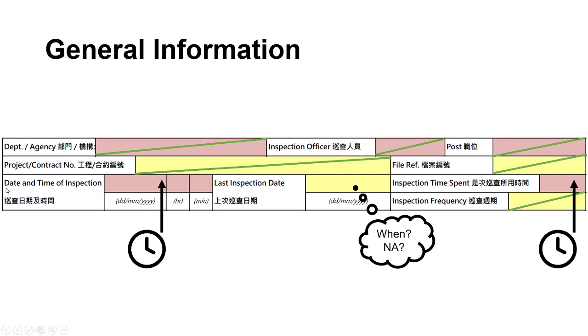First, it is the date and time information, and then the time spent on the inspection for your group assignment. And then there is this box in the middle, at the bottom. That is the last inspection date. You can just make up imaginary information for this, or you can just put down NA. This is just like the situation for trees which have never been inspected before.